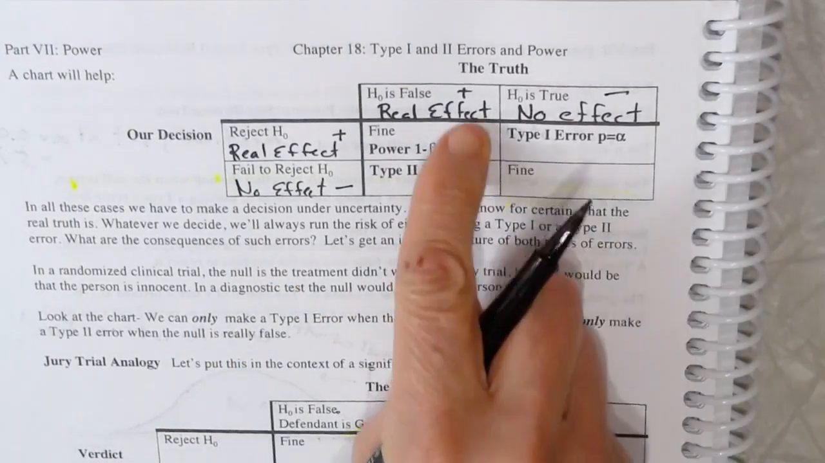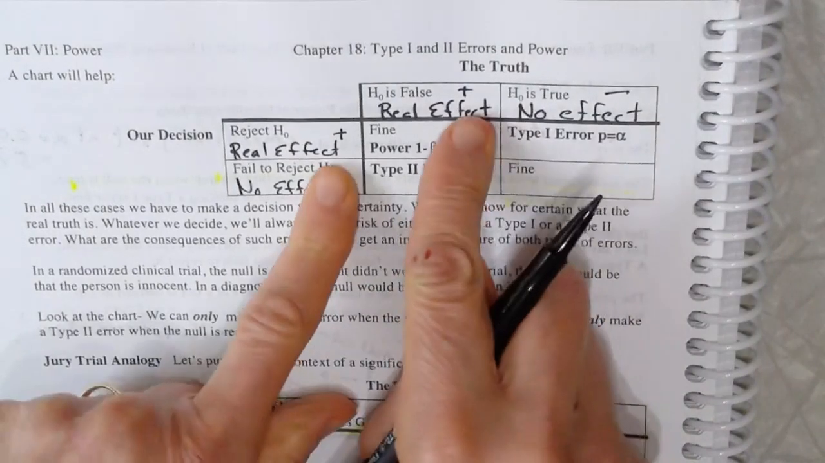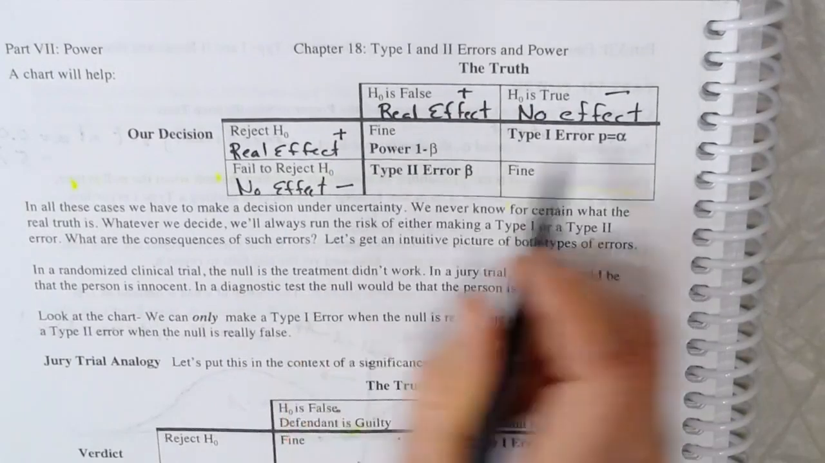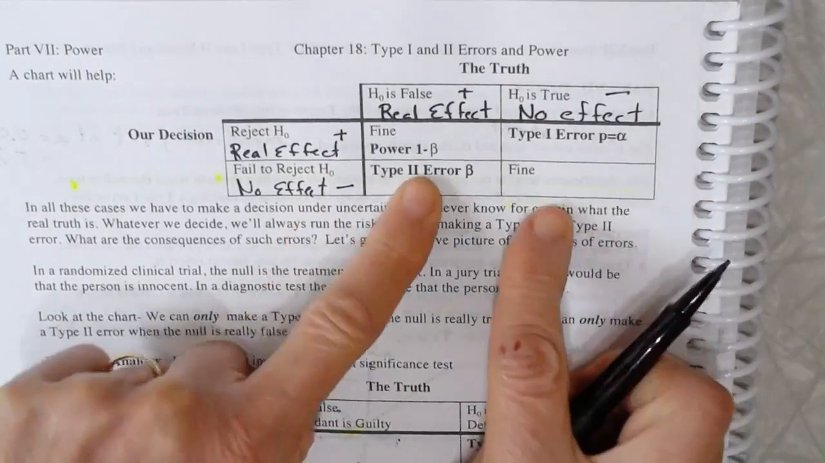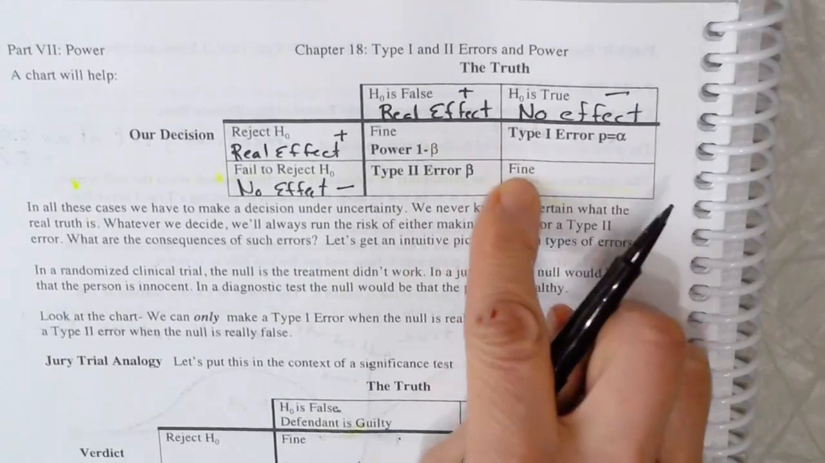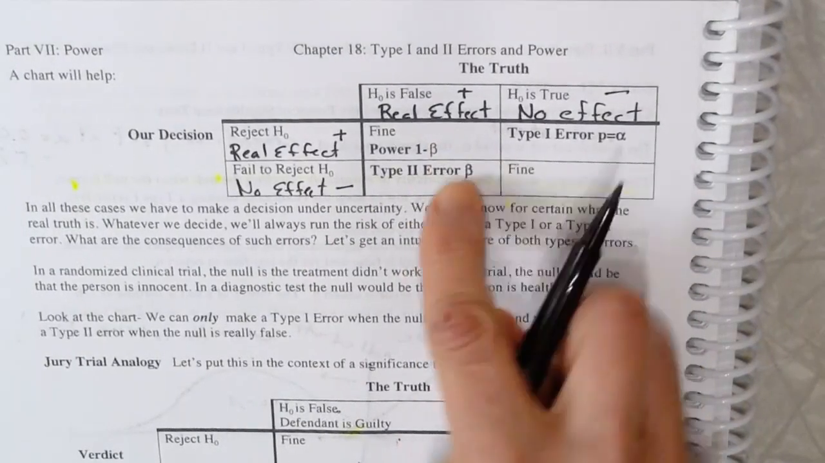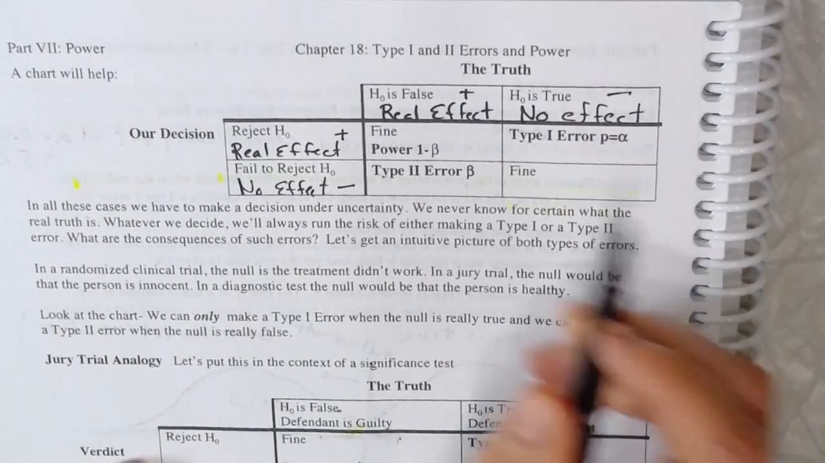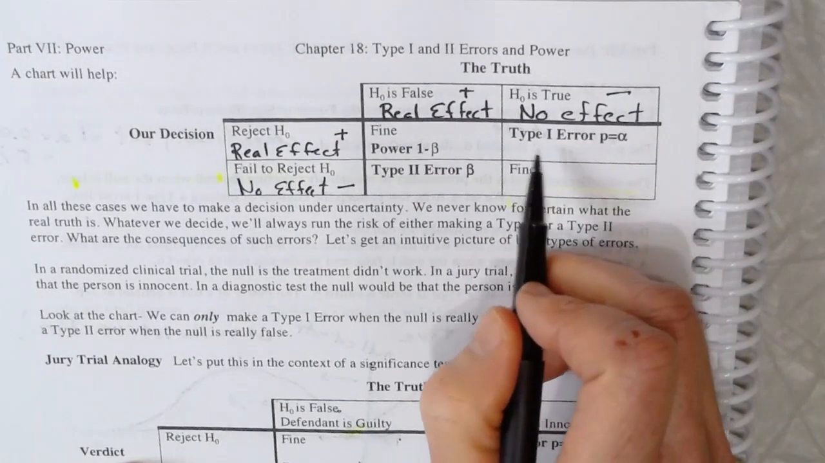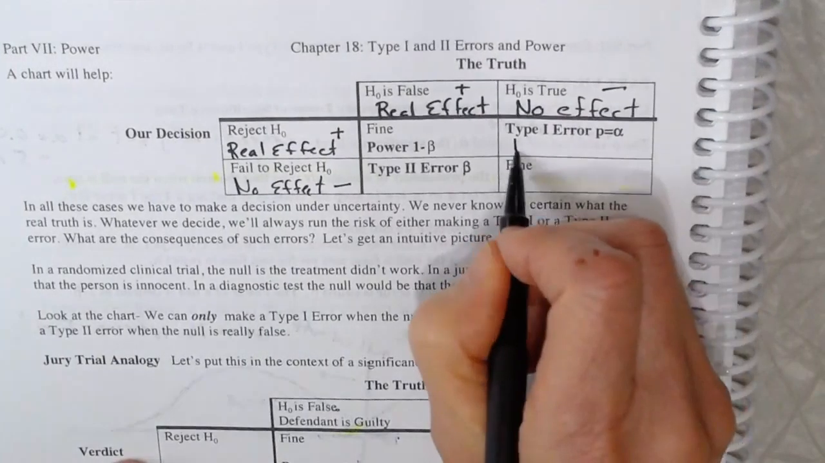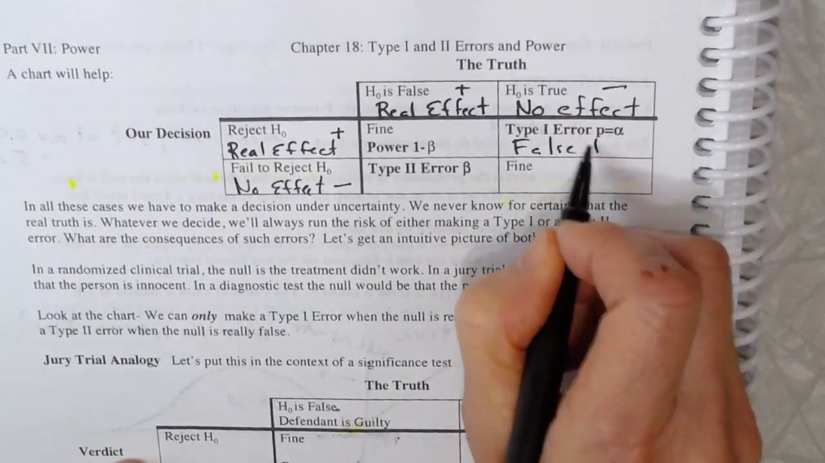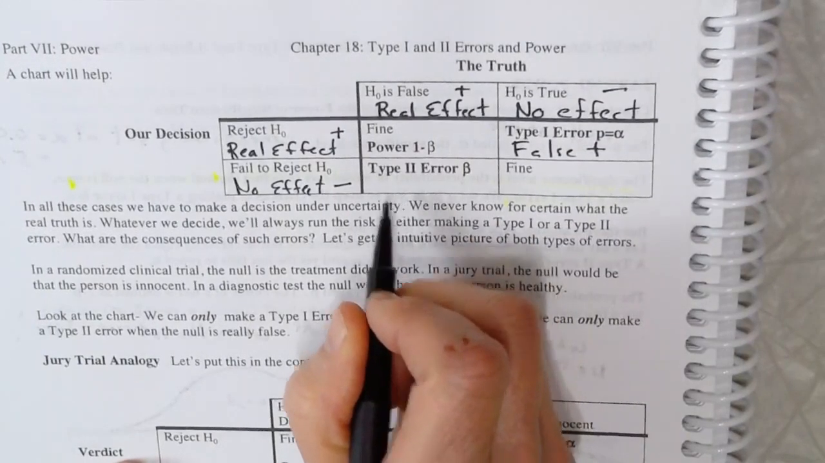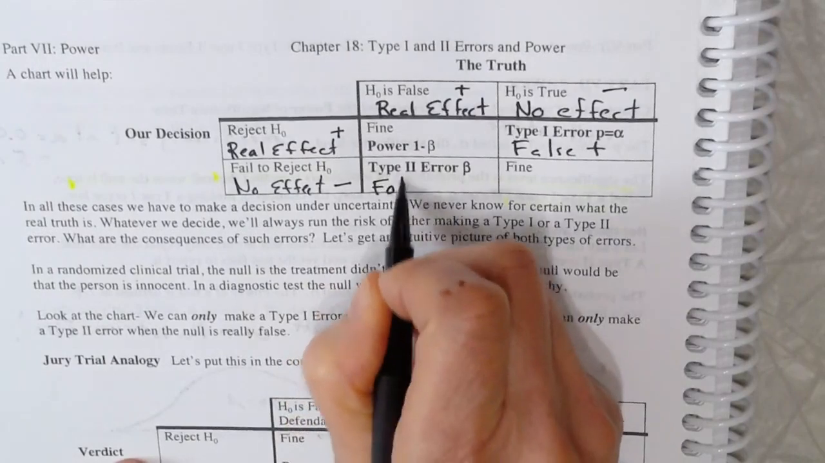All right, so when these match up, when there is an effect and we decide there is one, like right here, or there's no effect and we decide there's no effect, these two are fine. We're making the right decision. But when they're opposite to each other, we're making the wrong decision. So what kind of error would this be? This would be like the false alarm or the false positive, the type 1 error. And the type 2 error is what? That would be a false negative.